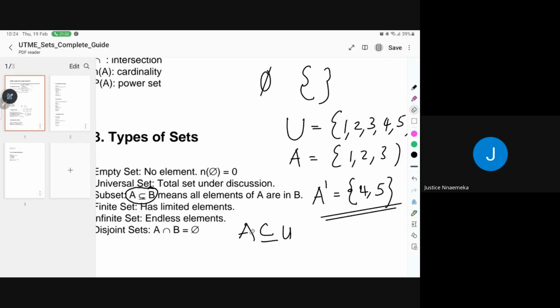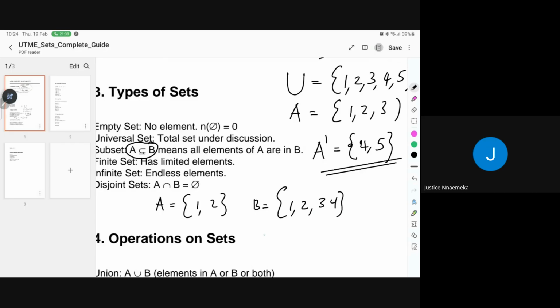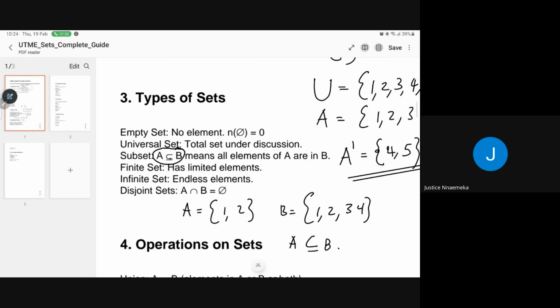So for example, if I want to illustrate subset, let's say that A is equal to 1 and 2. And let's say that B is 1, 2, 3, 4. So I can say that A is a subset of B, because A is coming from B, and all the elements that are in A are inside of B. Now we have what we call a finite set. A finite set has a limited set, like it doesn't continue.